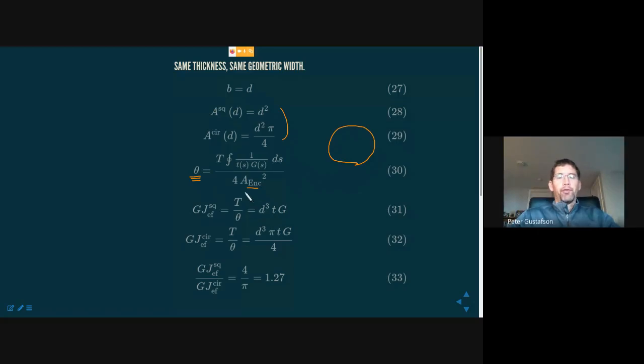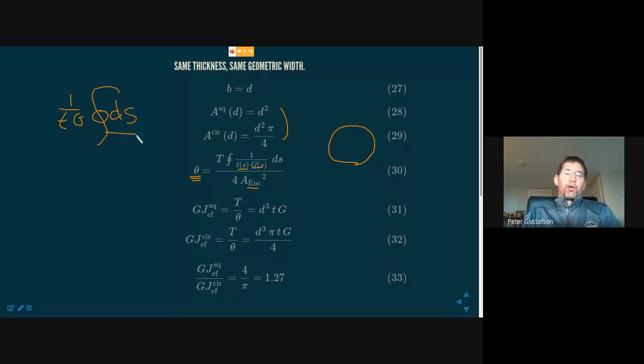So if we do this, what do we know? We know that t is a constant. We say it's the same everywhere. We know that G is a constant, so that's the same everywhere. Because both of those are constants, they can be pulled outside of the integral. So we end up with 1 over t times G times the closed integral of ds.